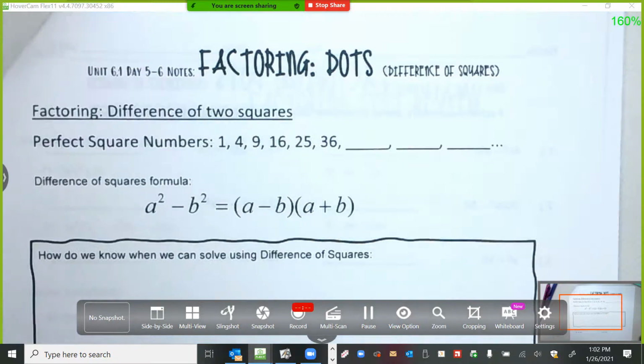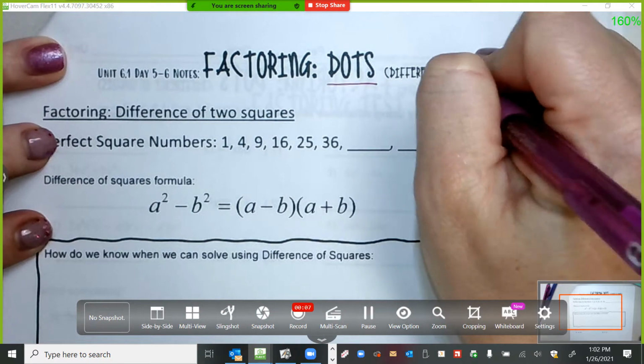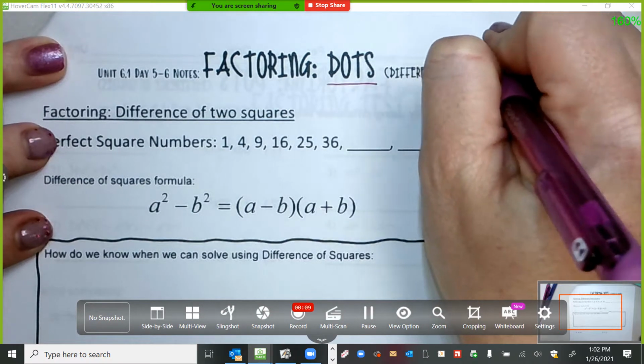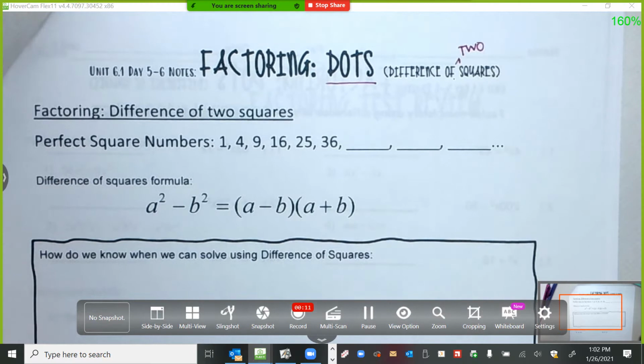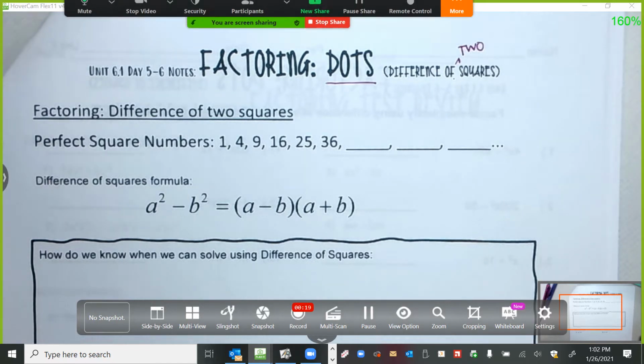Difference of squares. Dots, so it says dots. That just means difference of two squares. Sorry, I don't know why I forgot to put that in there. So it's the difference of two squares. And when I say squares, I mean perfect square numbers. Okay, so first thing we're going to talk about is what are perfect square numbers.